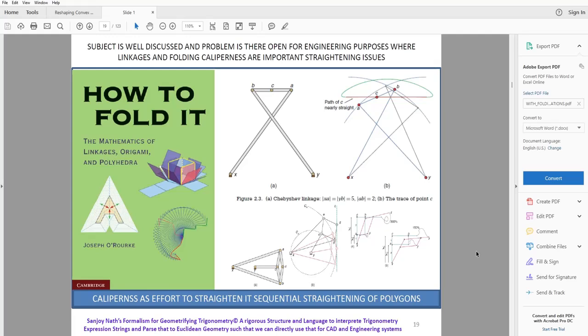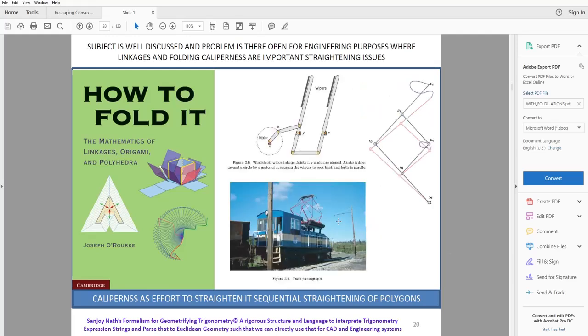Enumerative combinatorics over the geometry is necessary while parsing and deducing trigonometry expressions into geometry. We are not deriving numerical values from the trigonometry expressions. In Sanjoy Nath's Geometrifying Trigonometry, we try to parse the trigonometry expression strings into geometries, as we are seeing in this presentation. You can also see this in the pantographs of railways, automated arms, and robot arms, which are also trigonometry expressions rendered as geometry, and for different values of theta they change their position.